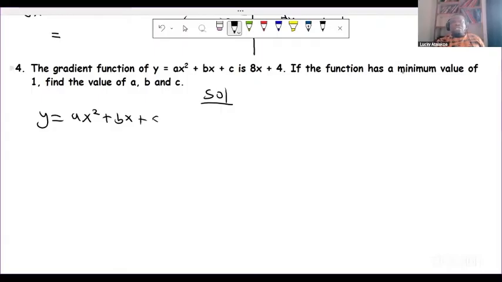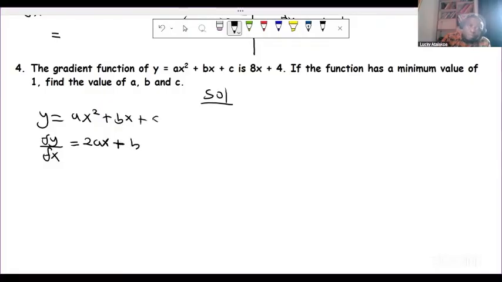Now, if the function has a minimum value of 1, we have to find the values of a, b, and c. So the first thing to do here is to differentiate y with respect to x. As usual, 2 will multiply everything here, then take away 1 from the power, you have 2ax. Now, b is a constant, so if I differentiate bx, I'll get just b. Then c is a constant. If I differentiate it, I'll get 0.